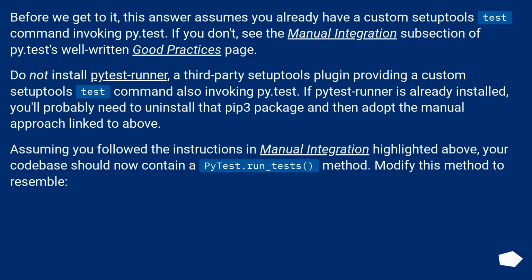Before we get to it, this answer assumes you already have a custom setuptools test command invoking py.test. If you don't, see the manual integration subsection of py.test's well-written good practices page. Do not install pytest-runner, a third-party setuptools plugin providing a custom setuptools test command also invoking py.test. If pytest-runner is already installed, you'll probably need to uninstall that pip3 package and then adopt the manual approach linked to above. Assuming you follow the instructions in manual integration highlighted above, your codebase should now contain a PyTest.run_tests method. Modify this method to resemble the following.